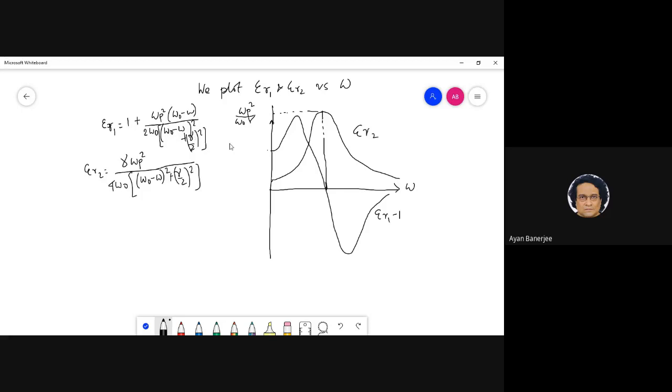How much does it come to at omega equal to 0? Vishwajit, this is epsilon r minus 1, so I'm plotting this whole thing, epsilon minus 1. So this comes as omega p square by 2 times omega naught square plus gamma by 2 whole square.